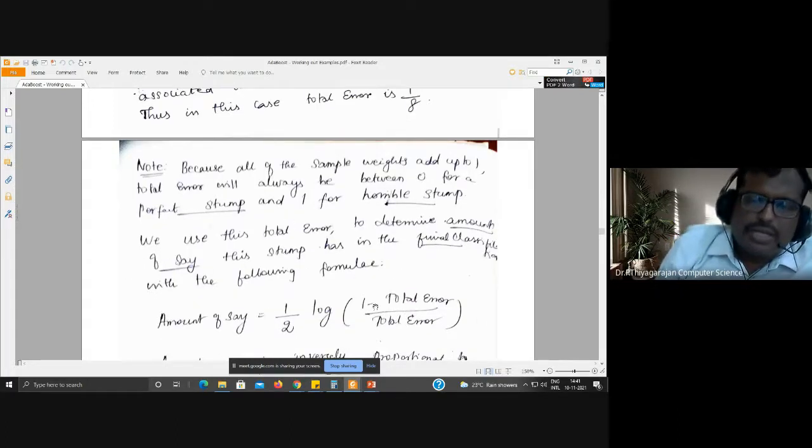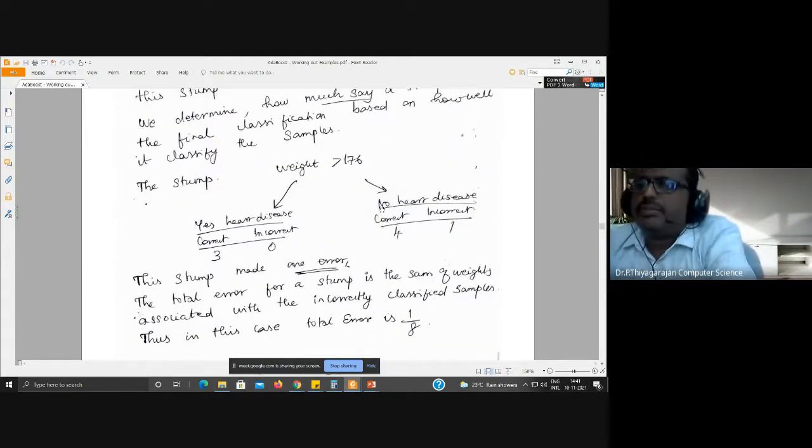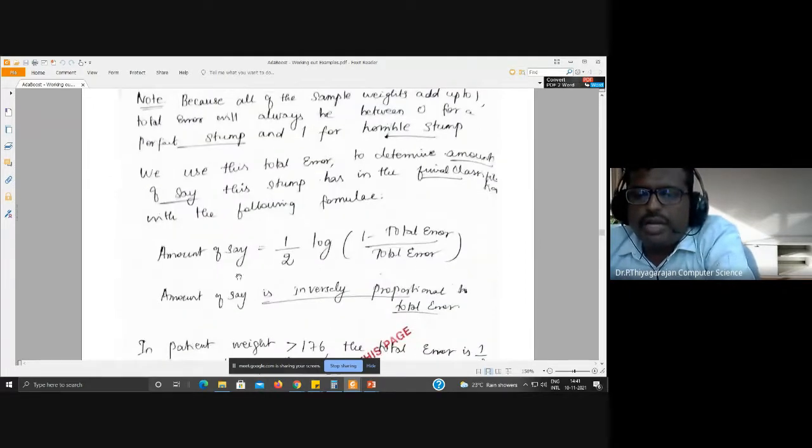So now we have to calculate the amount of say. The total error for this stump is nothing but 1 by 8. That means the incorrectly classified sample is 1 and the total sample is 8, so 1 by 8 is the total error of the stump. From the total error, we have to calculate the amount of say.